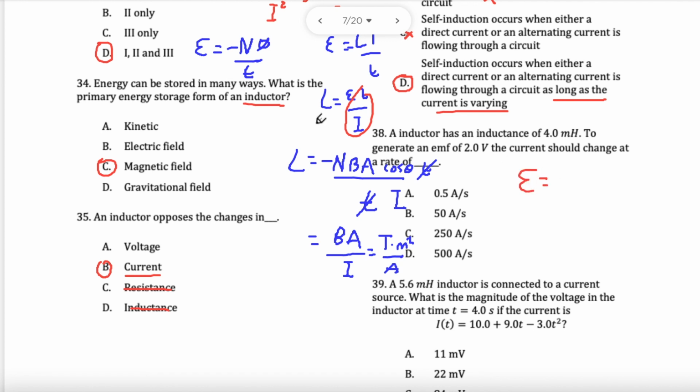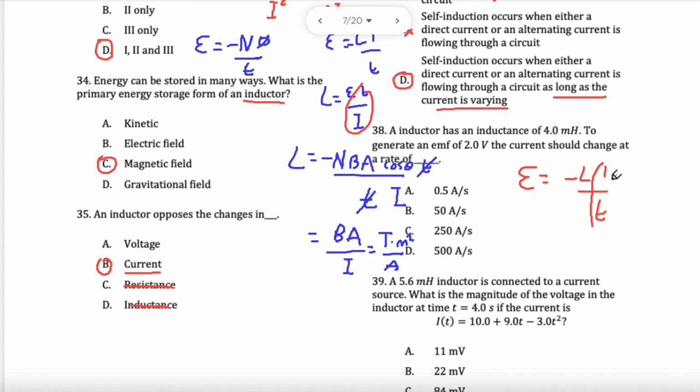I have EMF, it's written already over here, negative L I over t. And what I'm trying to find is the rate, current over time. Current over time is my rate. How do I rearrange the formula? You can see it's magnitude only, so I don't need the minus. E over L equals I over t. That's it. All I need to do is the E over L part.